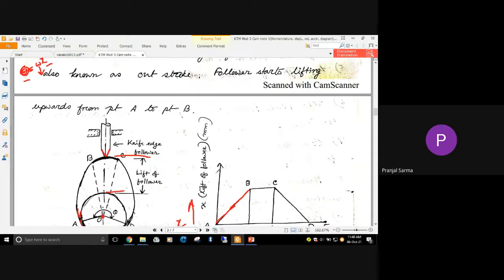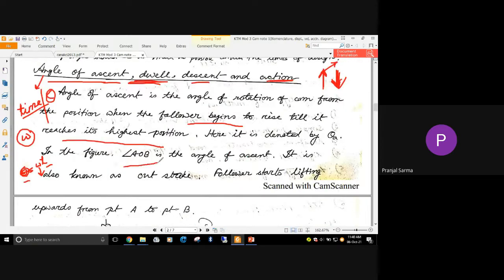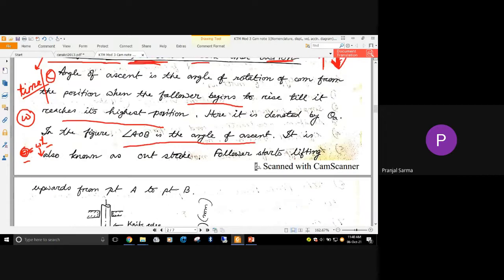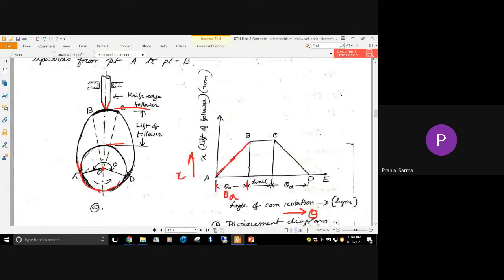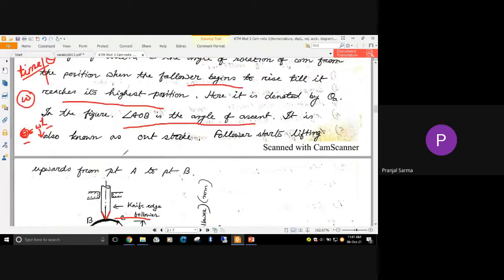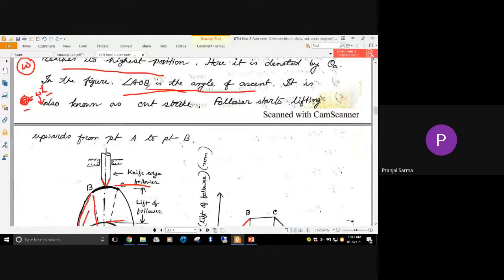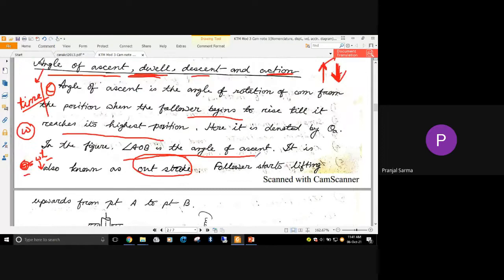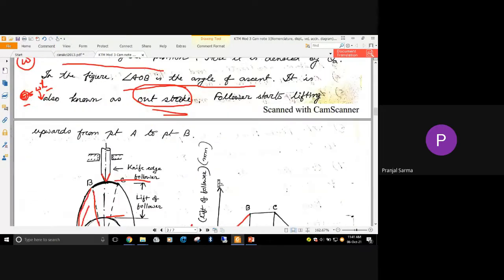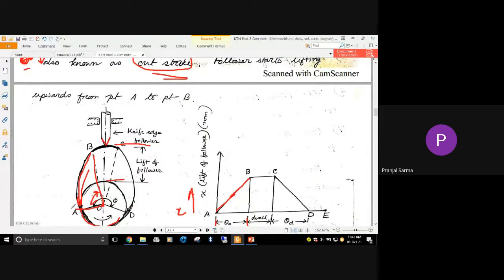Understood? Here the angle AOB is the angle of ascent in this particular case. Gradually, whenever it encounters this portion, the lift is increasing. This stroke is also known as the outstroke. Angle of ascent and outstroke are the same. So from point A to point B, the follower starts lifting.